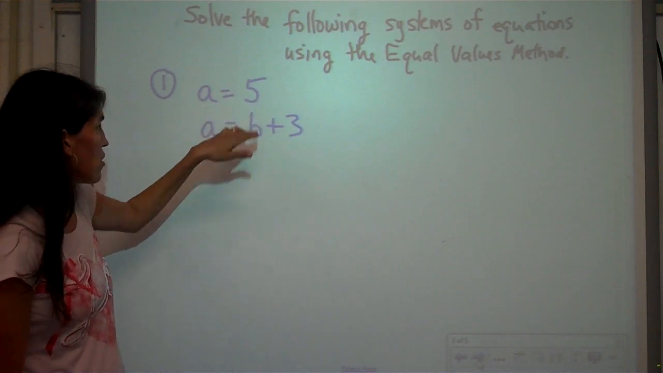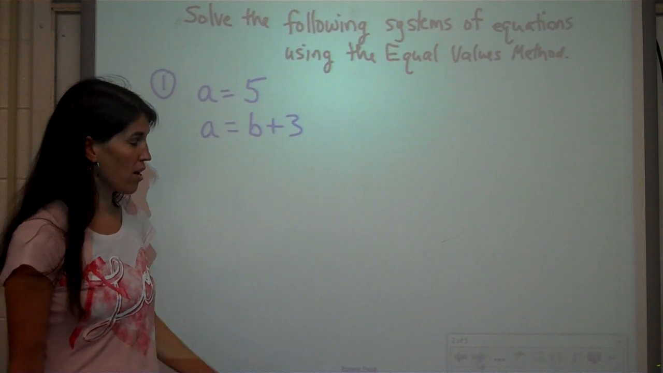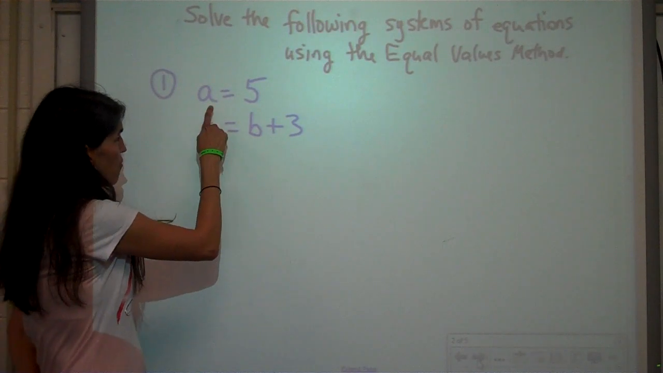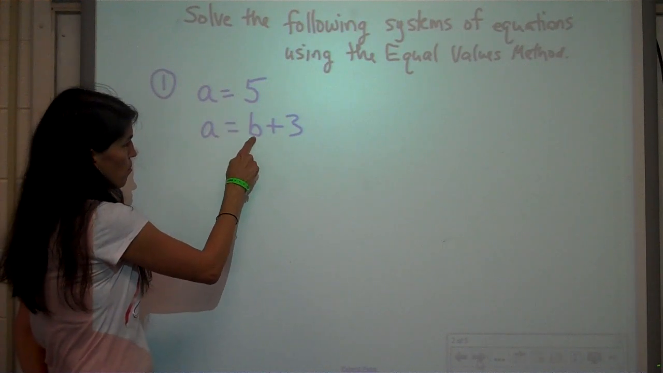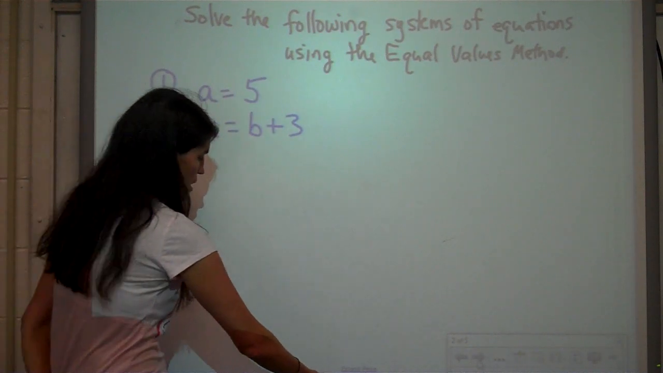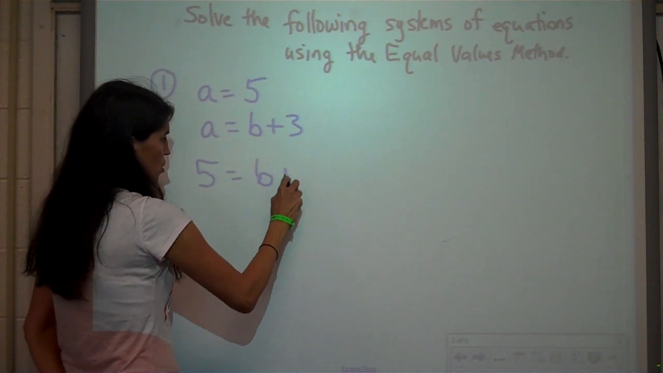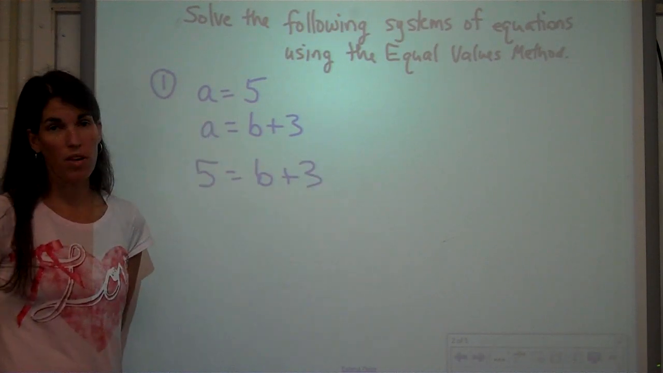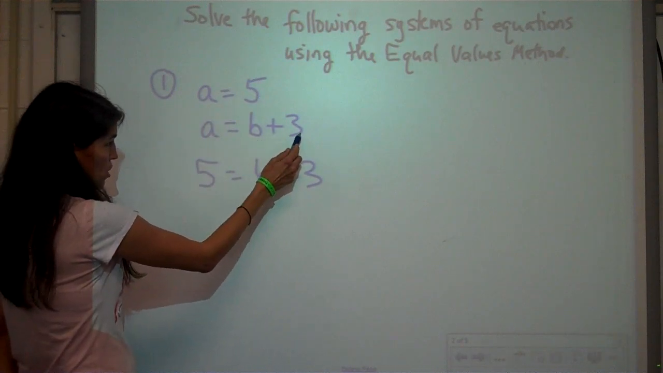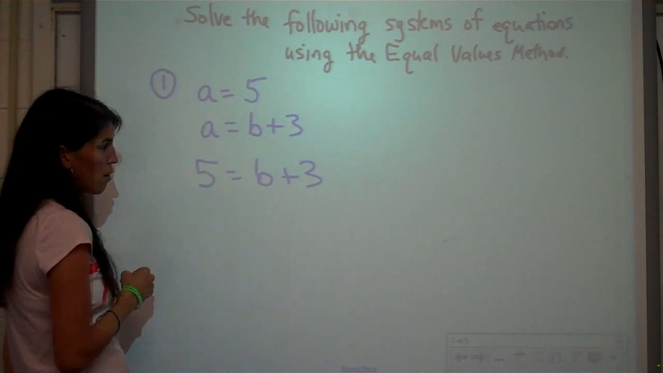A is 5. Well, if A is 5, what is B equal to? If you know, great. If you don't, that's okay. So, using equal values, if A is equal to 5 and A is equal to B plus 3, if these two are both equal to A, then doesn't that mean you can set them equal to each other, which is why it's called the equal values method. So if A equals 5 and A equals B plus 3, then that means 5 has to equal B plus 3 because these are both equal to the same thing.